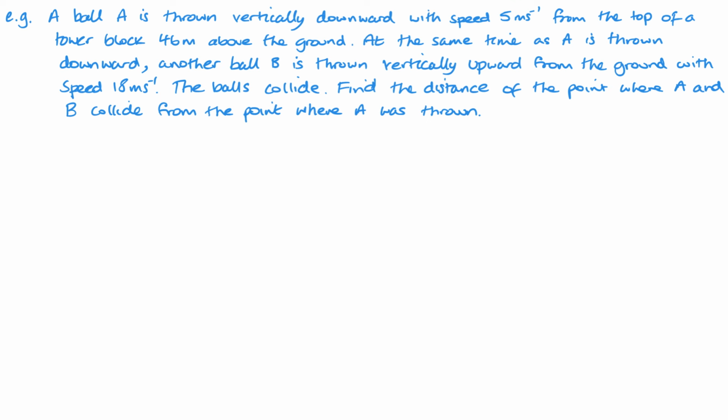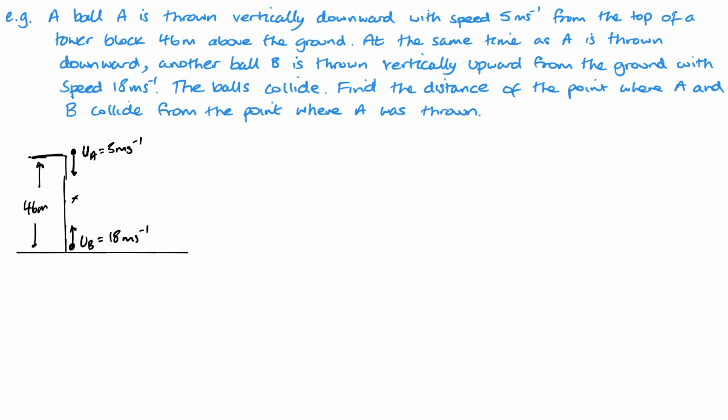Now, this second example here is one under gravity. So first we want to start off with a little diagram, and we've got a ball that is thrown. So ball A is thrown 46 meters above the ground, so thrown from a tower directly down, so uA equals 5 meters per second. Ball B is thrown directly up, so uB equals 18 meters per second. And obviously somewhere they collide. We need to find that distance, and we need to find that distance from here where A was thrown.